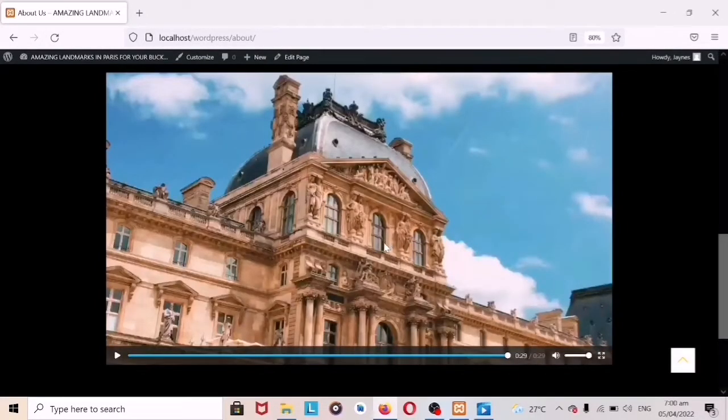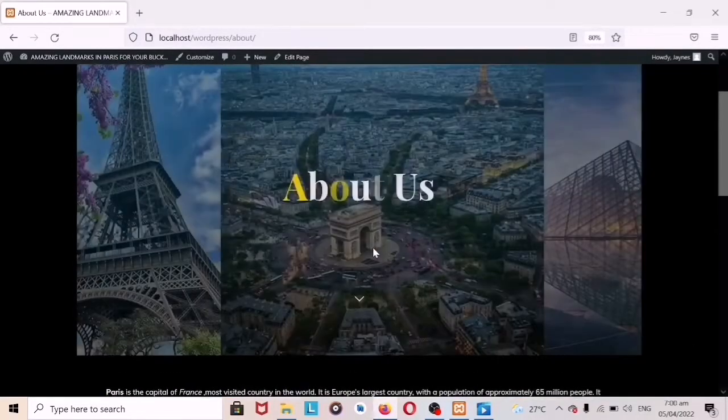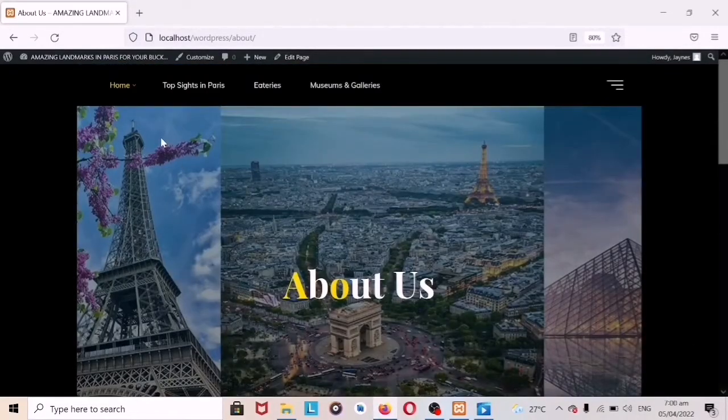Let's proceed to the categories. The first category is top sites in Paris.